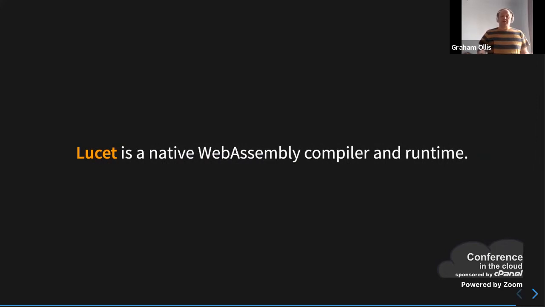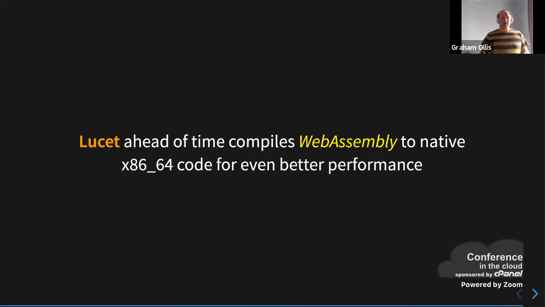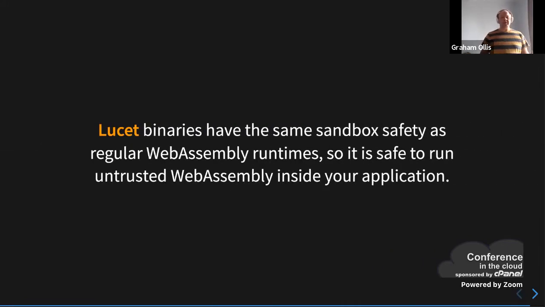Another interesting piece of tech that I just want to mention is Lucet. It's a compiler that we developed in-house at Fastly and is now open sourced. Lucet is a native WebAssembly compiler and runtime. Lucet ahead of time compiles WebAssembly into native 64-bit Intel binaries for even better performance. At the same time, Lucet binaries have the same sandbox safety as a regular WebAssembly runtime. So it's safe to run untrusted WebAssembly inside your application, provided that you configure it with the appropriate limits.